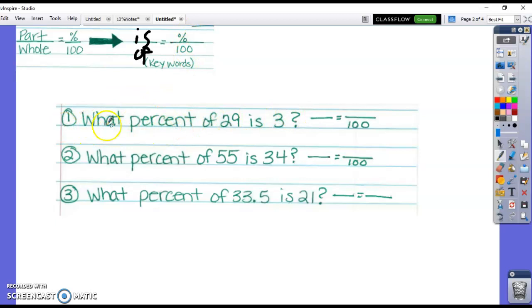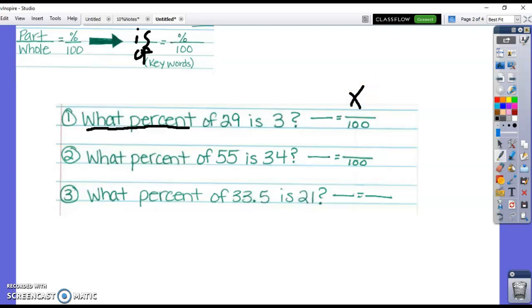I don't see a number with a percent sign after it. Actually, I see what percent. We don't know what percent. That's what we're trying to find. That's our missing information. Okay, so I'm going to put an X there. Well, that was a weird X. I'm going to redo it so it looks nice. Okay, X. There we go.